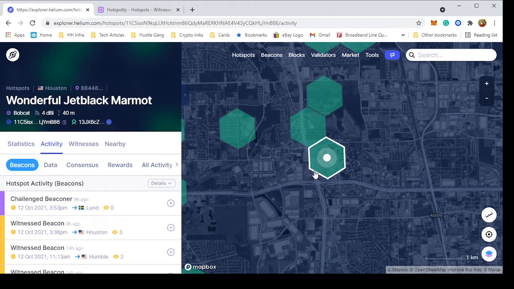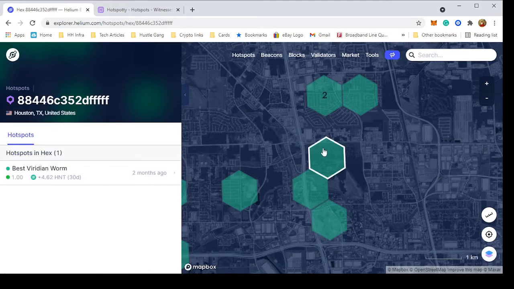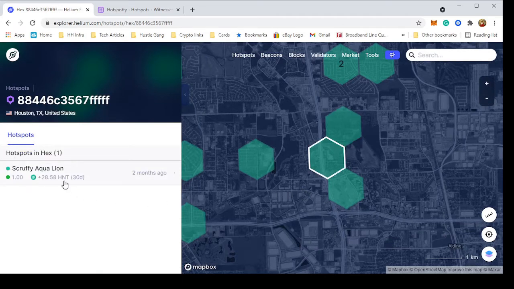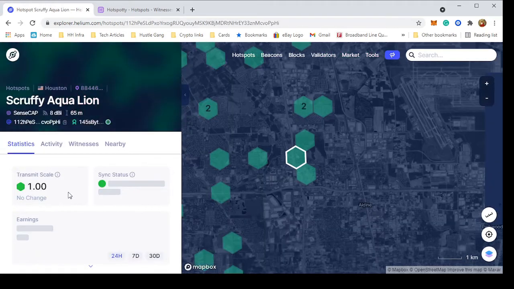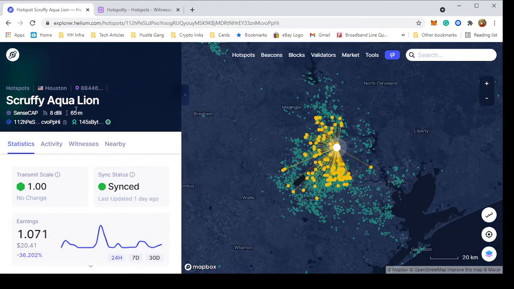once the witnesses are being actually listed, so that we can understand what's going on here. I don't think that's it. It might be this guy, Scruffy Aqualine, who we're right next to. We're in the hex next to this one. This one is bananas, right? So he's using the 8 dBi antenna, 65 meters up, and using a Senscap.